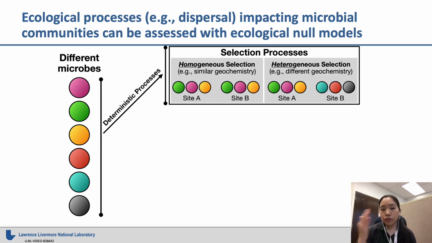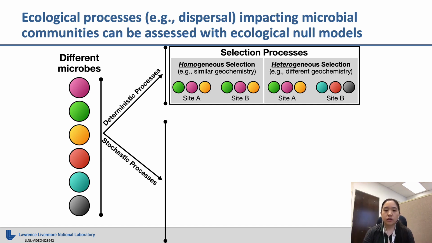And so in homogeneous selection, for example, when you have similar geochemical conditions, we would expect the microbial communities to be similar, and that's because those microbes prefer to persist under those specific geochemical conditions. But under heterogeneous selection, where you have, for example, different geochemical conditions, then different microbial communities would arise. Next, we have stochastic processes, which are random impacts on the microbial communities.